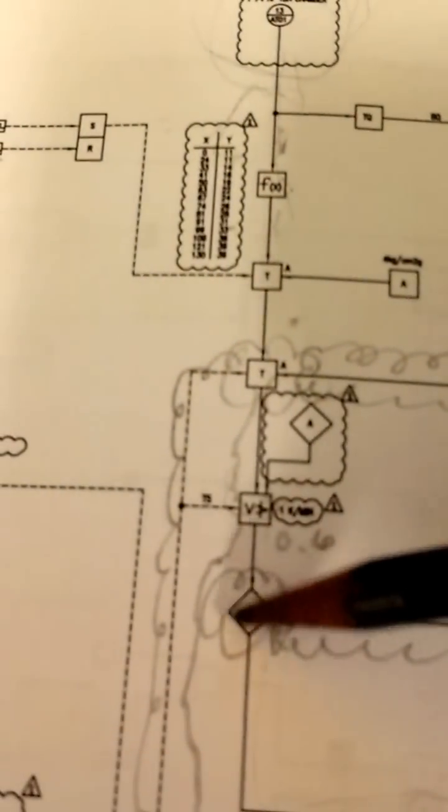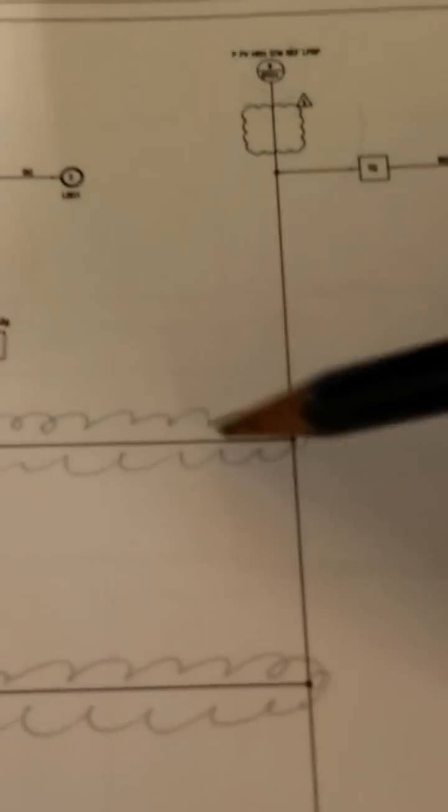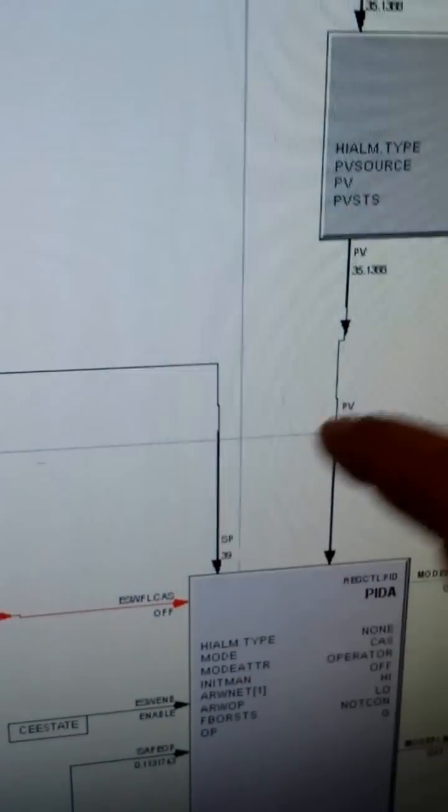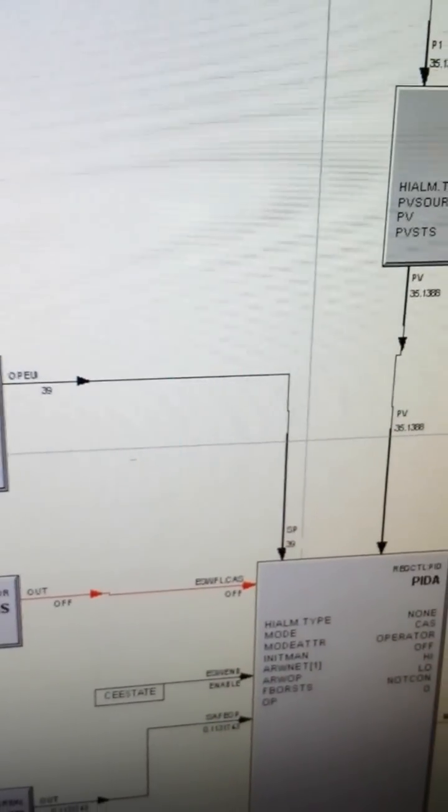Okay, this block here is being omitted. That's why it is enclosed by a cloud. It's being omitted. This one is also being omitted, so you cannot see a line here. You cannot see a line here. This line is not part of the logic. This is a part of the frame.